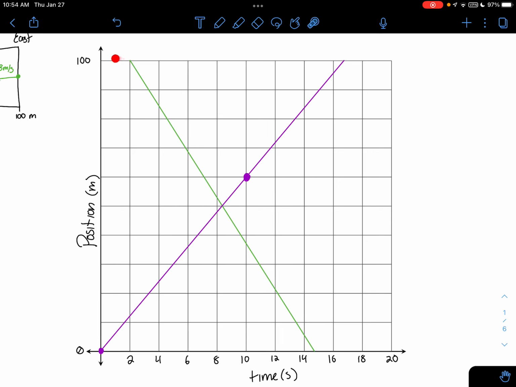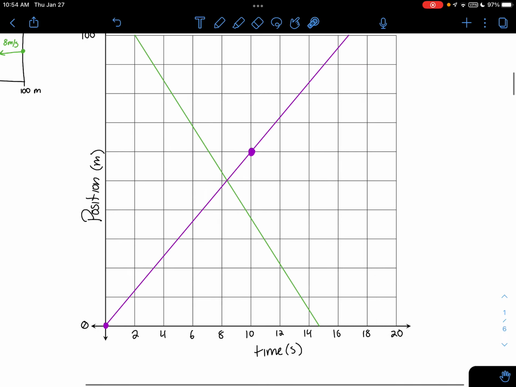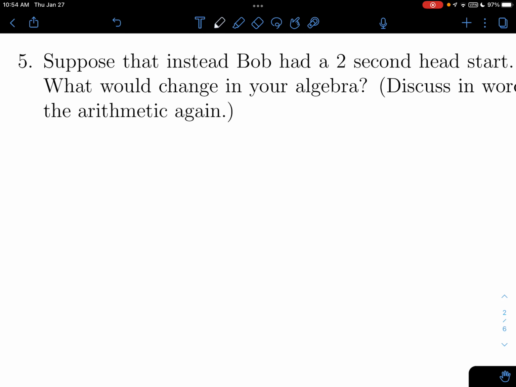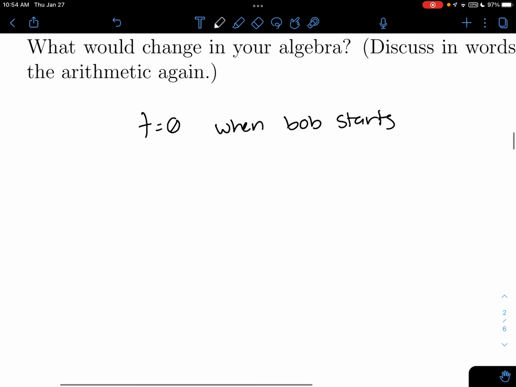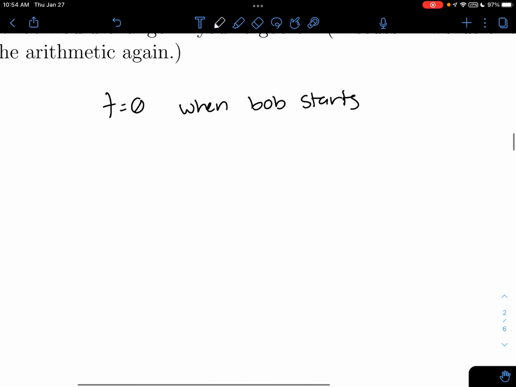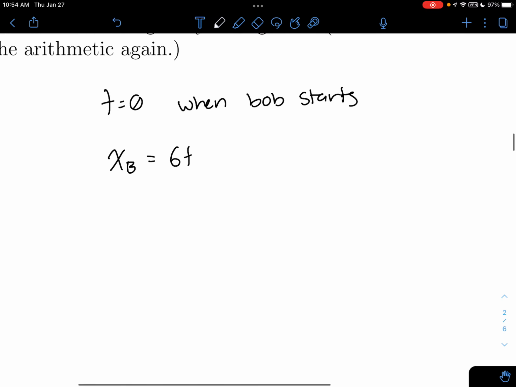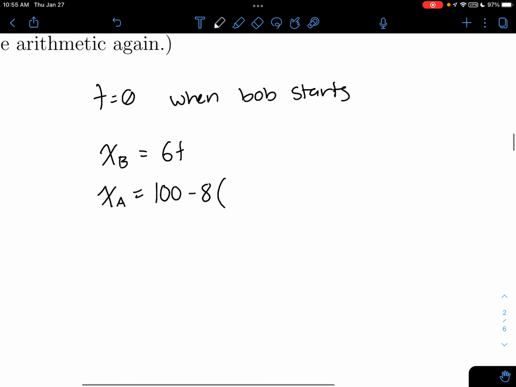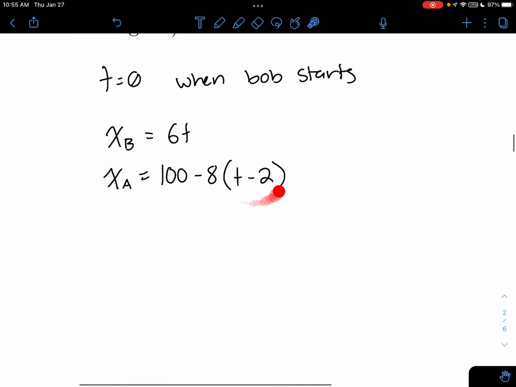So we can just have her wait and then have the same slope, and then they would meet a little bit later. We could do this because if we decide that time is the time since Bob has started, if we set t equals 0 for when Bob starts, then our equation for Bob stays the same. Bob's position is going to stay the same. It's just going to be 6t because he's still running the same. But Alice now has to wait those 2 seconds. So it's going to be 100 minus 8, but instead of just regular time, it's going to be time minus 2 because she's 2 seconds behind.